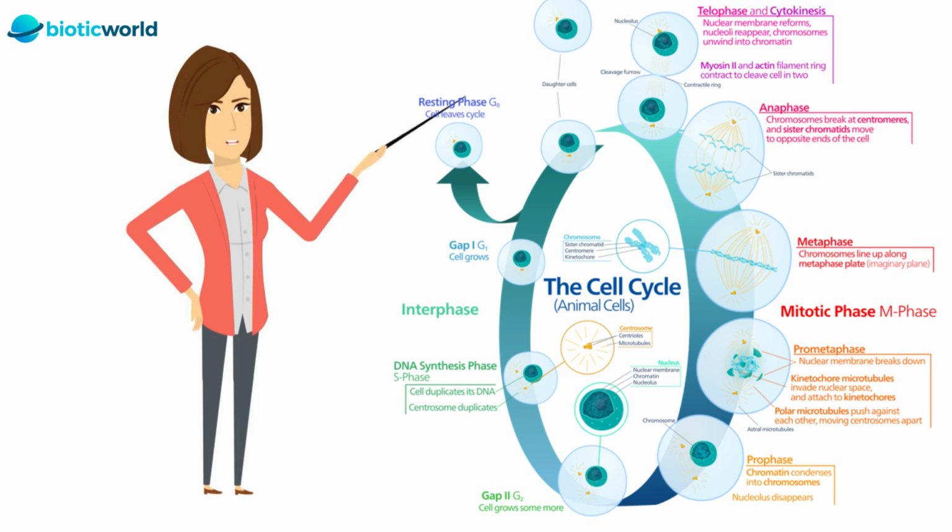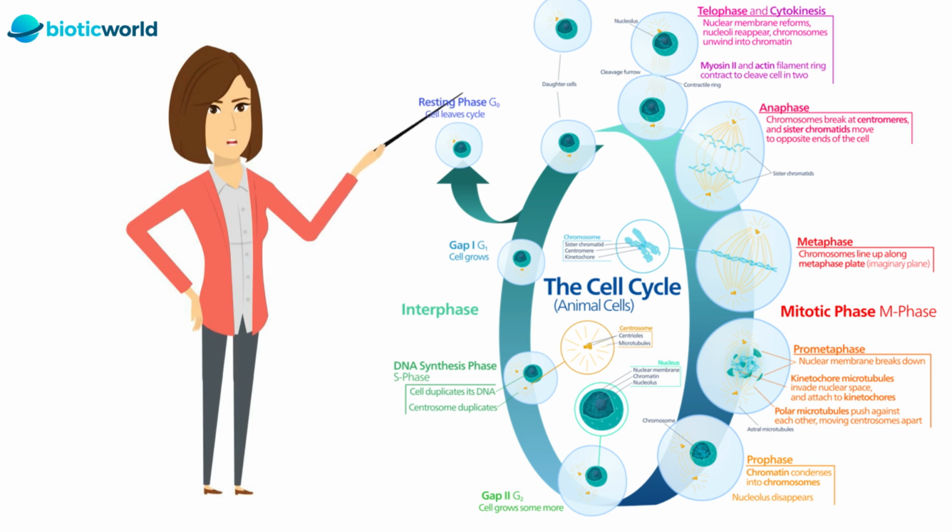Next we have the S phase. This is known as the DNA synthesis phase. Here our cell duplicates its DNA and the centromere also duplicates. In this diagram you can see the centrioles in the middle, whereas the microtubules are the sidelines.